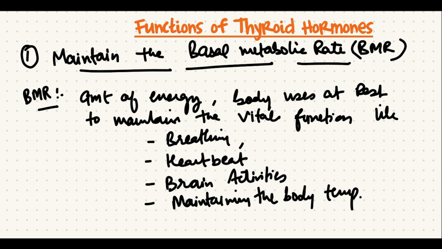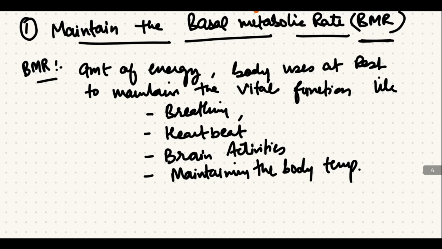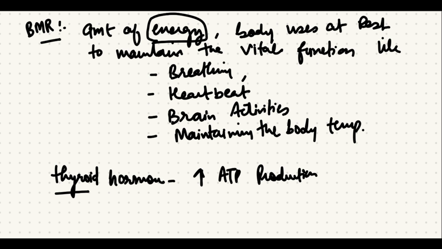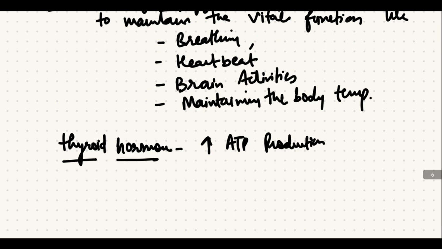All these activities need energy, and the minimum energy your body needs to perform these life-sustaining functions is called the BMR. So the BMR is the amount of energy your body needs at rest to maintain the vital functions. The thyroid hormone increases ATP production and consumption, which helps maintain and elevate the BMR.